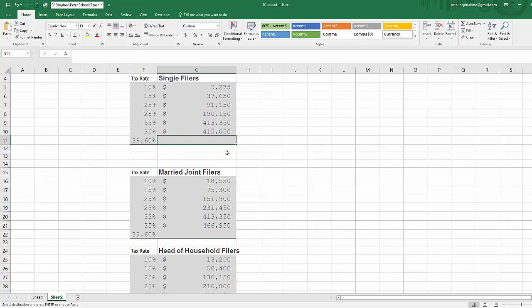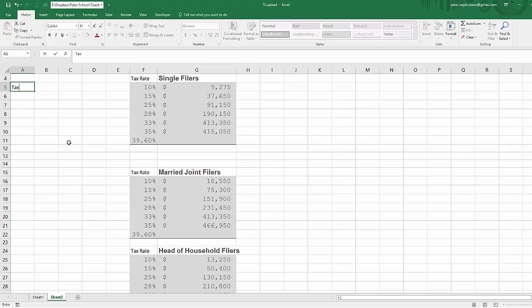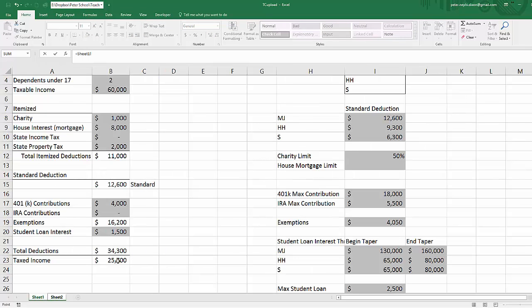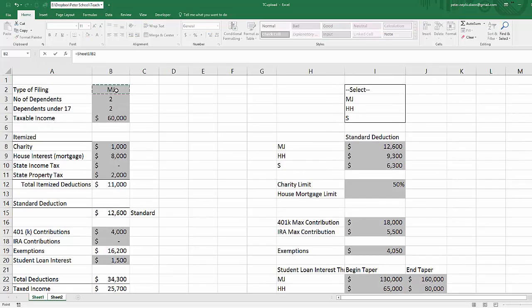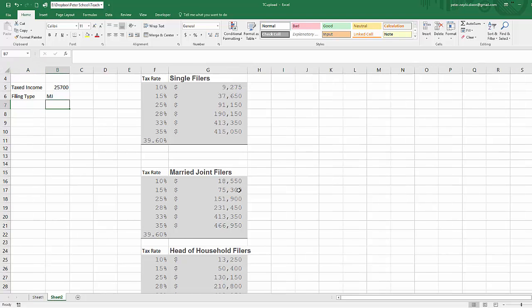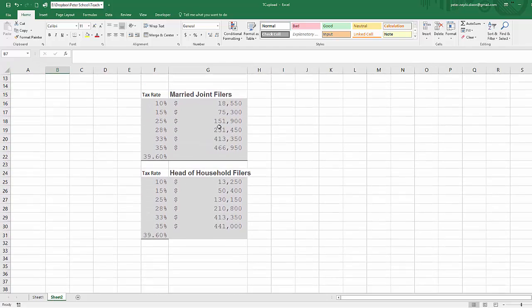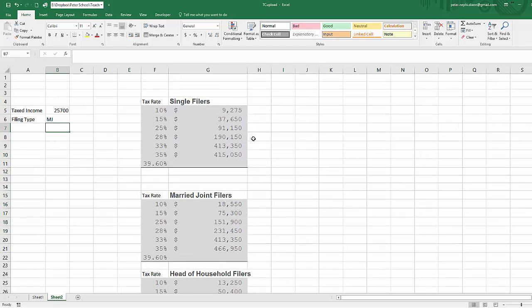So what we need to do is figure out, based on all of these numbers, how much your particular tax liability is going to be. I'm just going to reference the previous table. Our taxed income from the previous worksheet is going to equal whatever is in this cell right here. And I need to know the filing type, because that lets me know which of these three tax structures we're going to end up paying on.